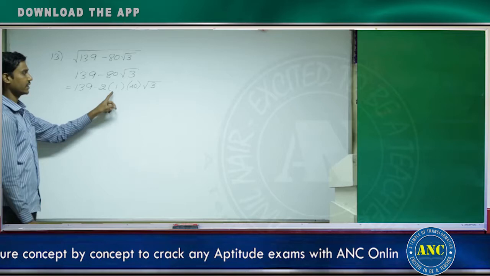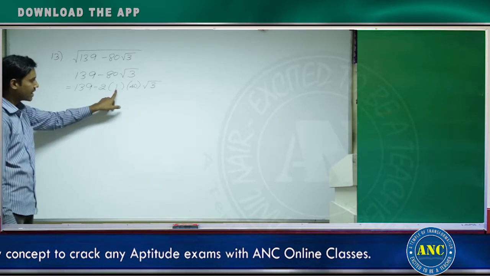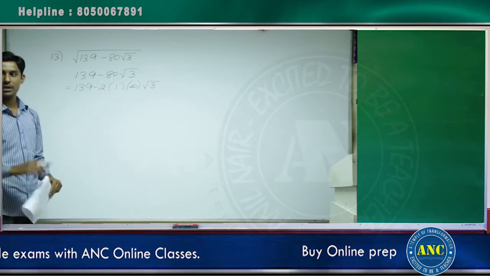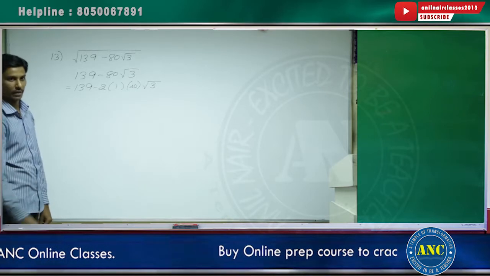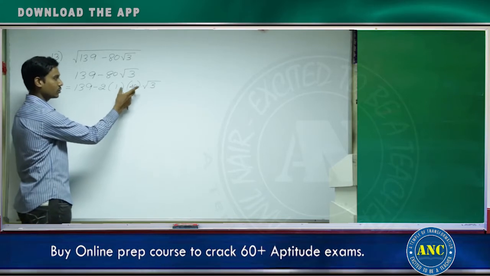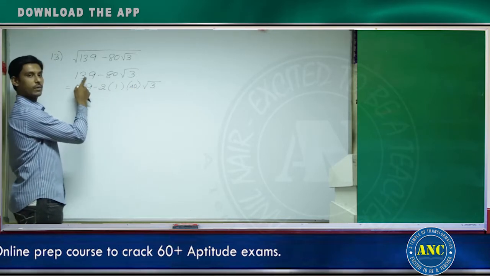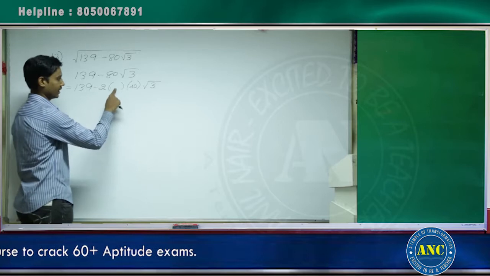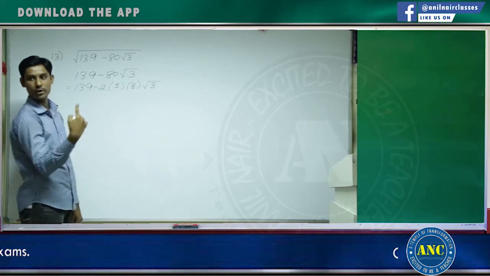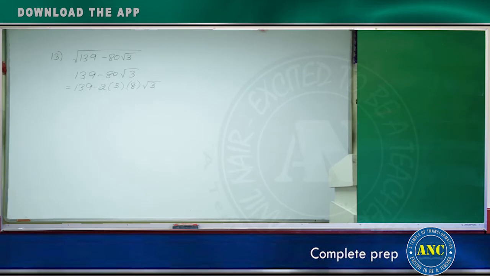Suppose I put it as 1 into 40. This is A and B. Before that, the term should be A square plus B square minus 2AB. A square plus B square: 1 square plus 40 square into root 3. It will not give me 139. So the only case is 5 and 8. Understanding that? This is how you need to analyze it. Getting the idea? 5 and 8.